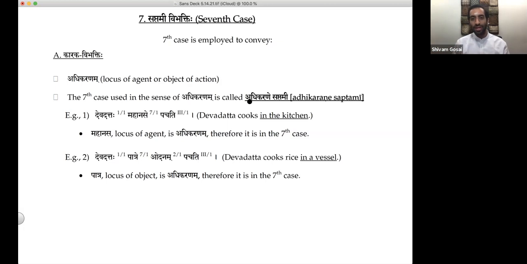In America, we use a rice cooker or an instant pot, if you know what I mean. So it cooks rice in the vessel.